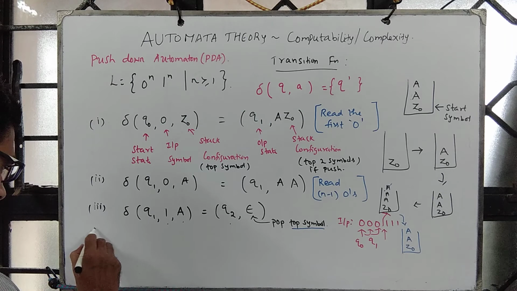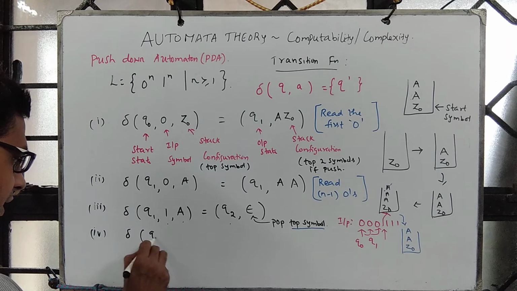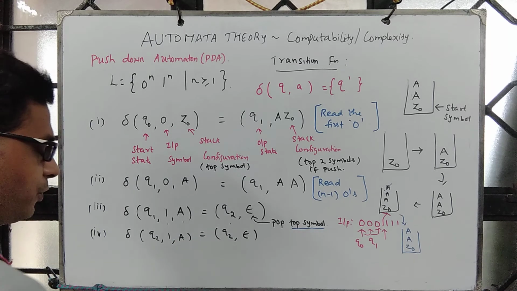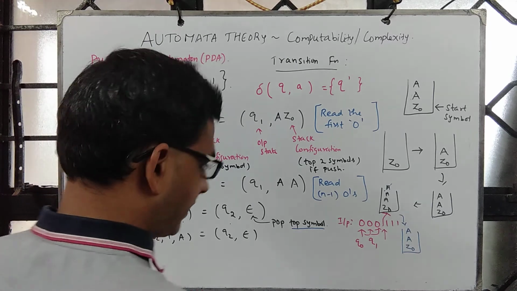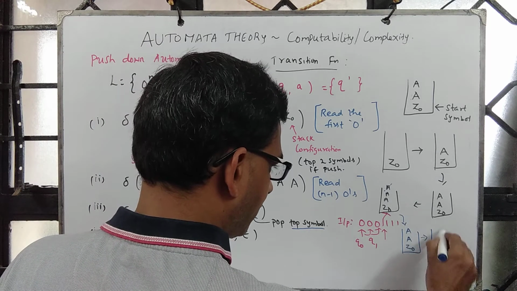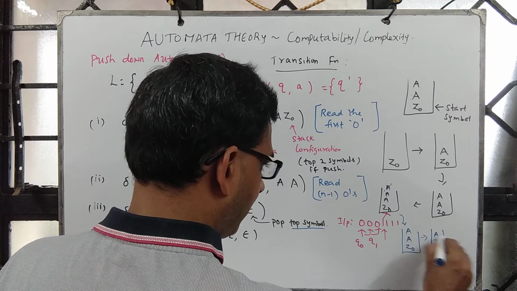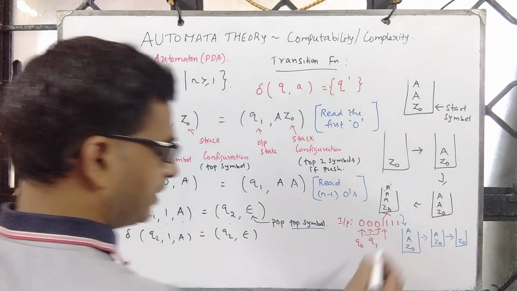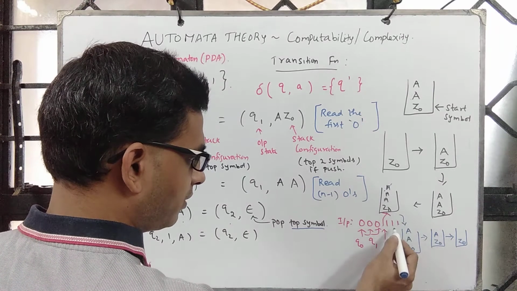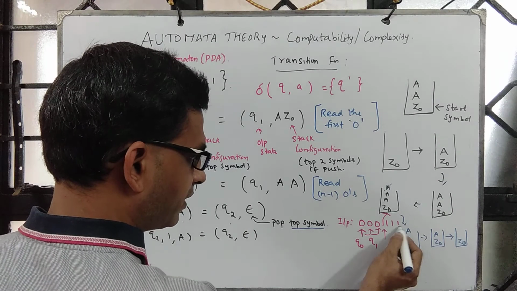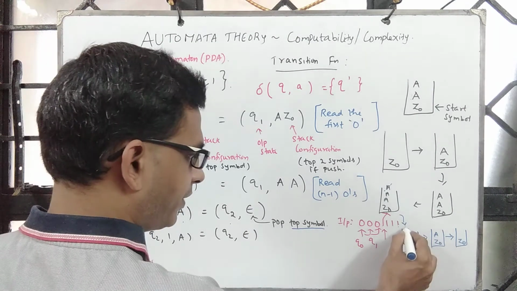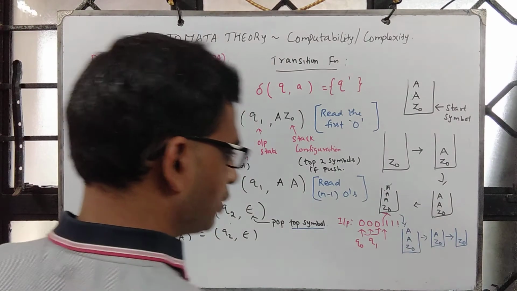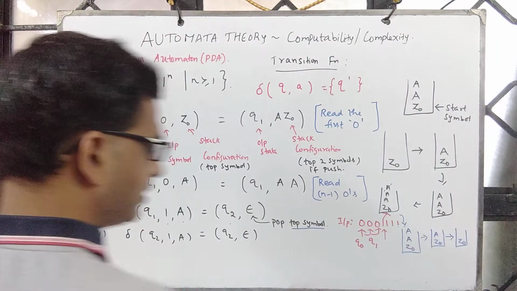Now I am in Q2, read rest of the ones. Keep performing Q2, epsilon. So now for the next one, you pop 1A. For the last one, you pop this A as well. For this one, 1A is popped out. For this one, this A is popped out. For this one, this A is popped out. Now we are here. Input tape is empty. Stack also contains only the top symbol.